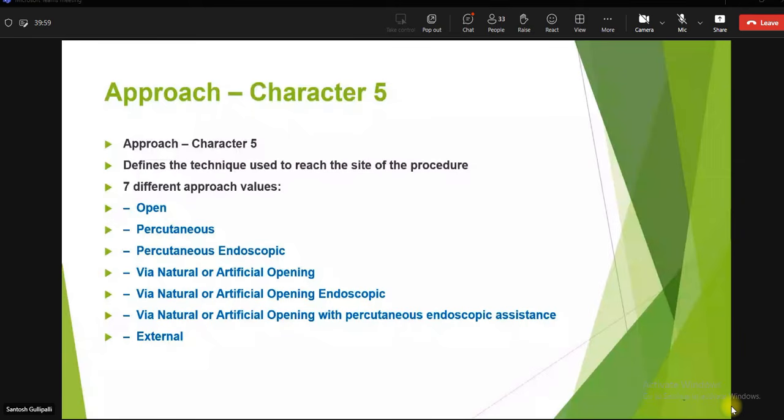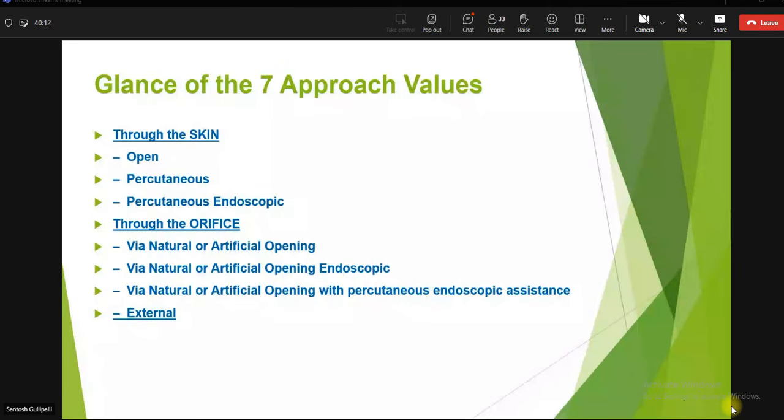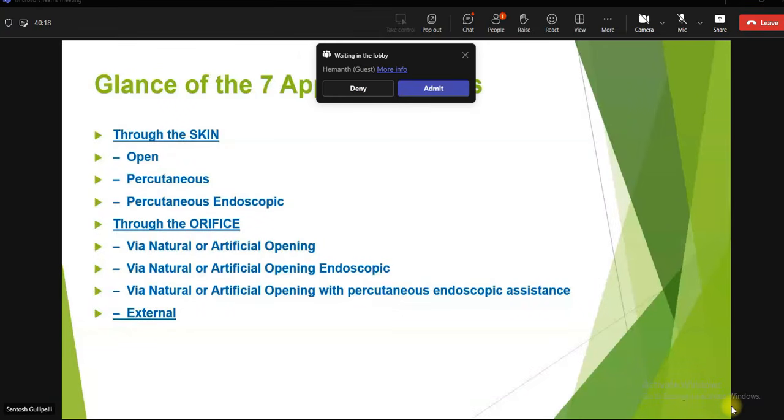Okay, first, through the skin. Any procedure through incision through skin. In that case there are 3 approaches: open approach, percutaneous approach, and percutaneous endoscopic approach. Then through the orifice. Through the orifice means like mouth, rectum, anus. These are all the orifices. Urethra, bladder, so on. These are all orifices.